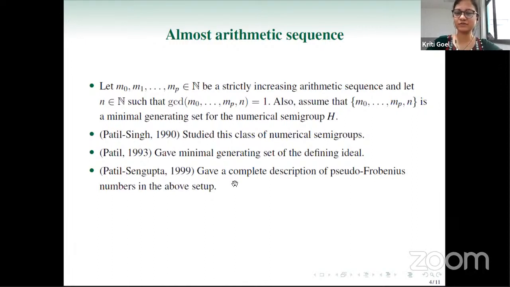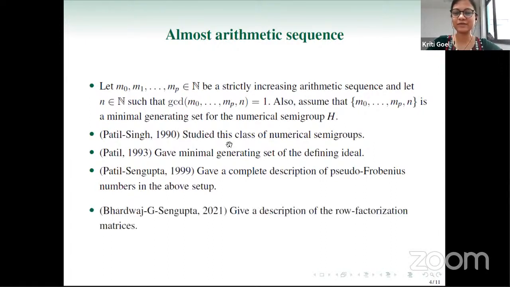So using this information on pseudo-Frobenius numbers and the so-called technical but very important setup in the paper of 1990, we were able to actually give a complete description of the row factorization matrices. Of course, it's a little technical, and since we have this generating set for our numerical semigroup, which is generated by p plus 2 elements, this means the matrices are indeed huge, p plus 2 cross p plus 2. So in the interest of time, I'll just rest with the fact that we were able to give a complete description of the matrices rather than giving you a complete picture of it.